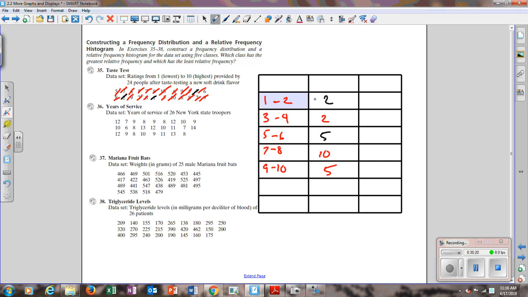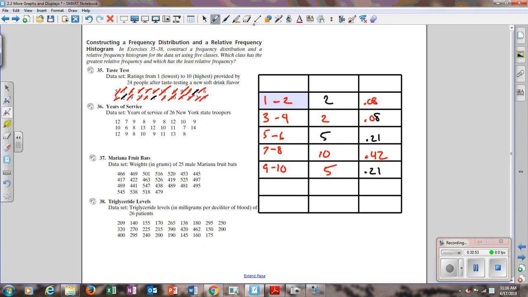Okay, now we have to do relative frequency. So we know that there's 24 people. So now you just take this number and divide it by 24. So you do 2 divided by 24. It gives you 0.08. It's also going to be 0.08. 5 divided by 24 gives you 0.21. It's going to be the same for this one. And then 10 divided by 24 will give you 0.42.